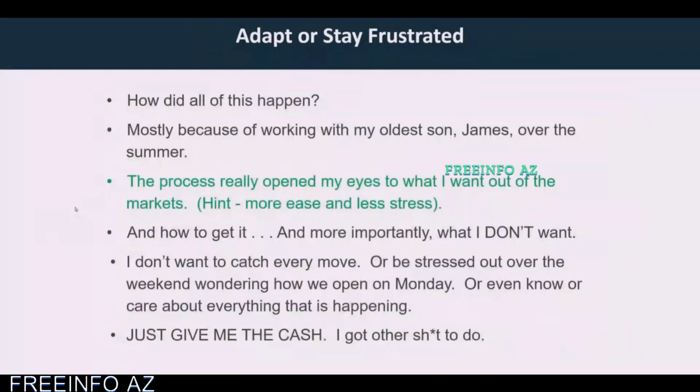So how did all this happen? There are just a few slides on this, but I think it's important to see the where and the hows and the whys of all this as well. So how did all this happen? It basically is because my oldest son came to me and said, hey, can you teach me how to trade?